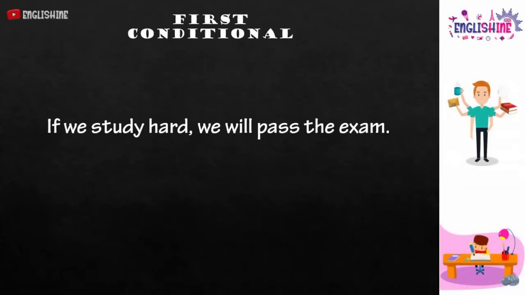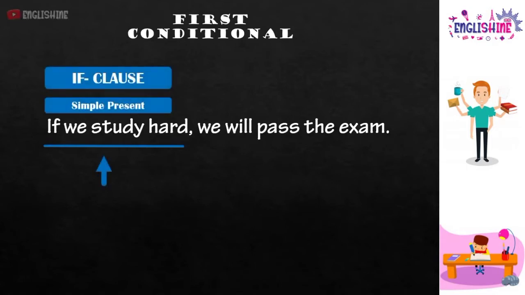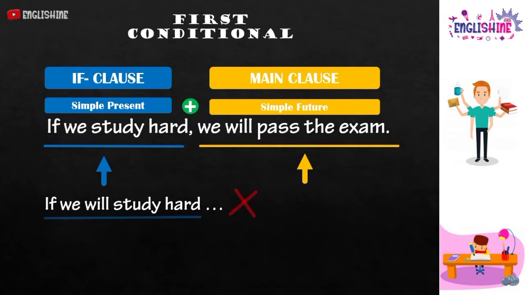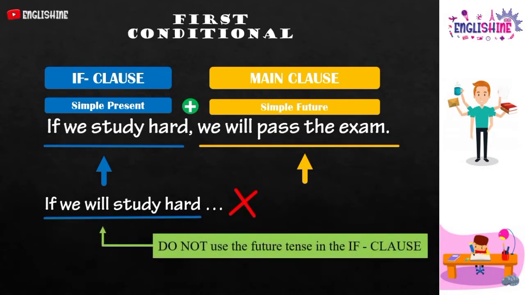Notice the example. If we study hard, we will pass the exam. If we study hard, using simple present, is the if clause. We will pass the exam, using simple future, is the main clause. We can say, if we study hard, because this is simple present tense. And we cannot say, if we will study hard. This is not correct. Don't use the future tense in the if clause.